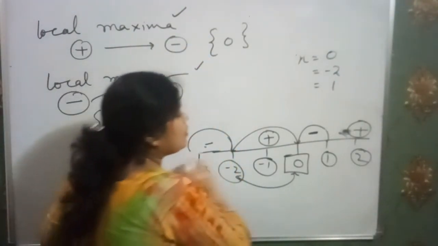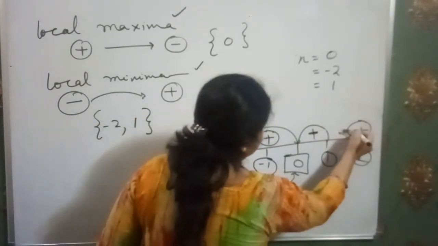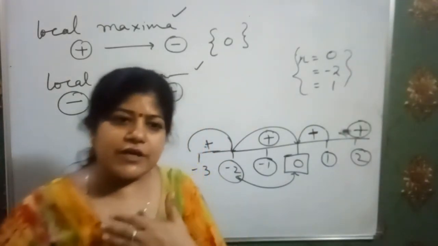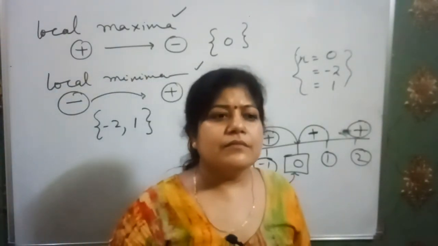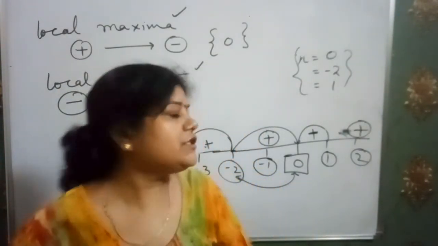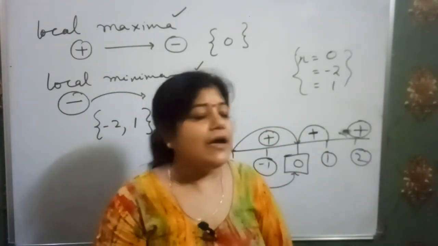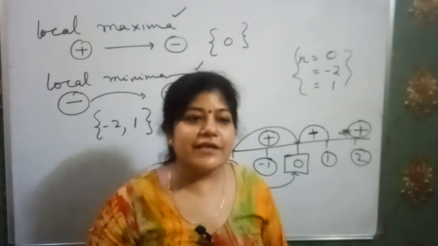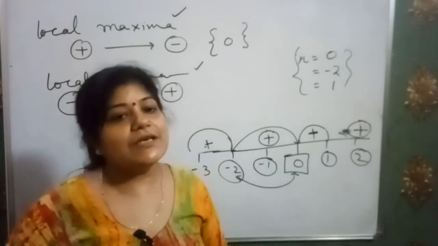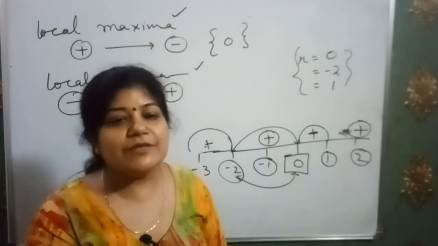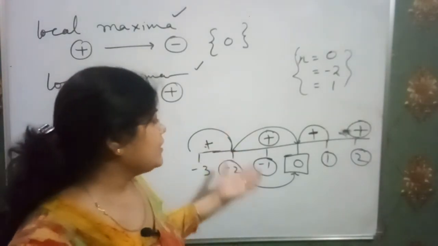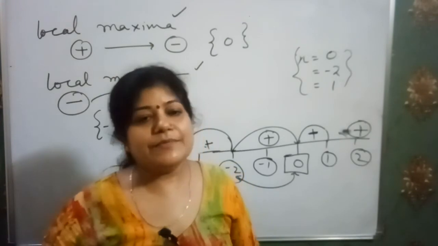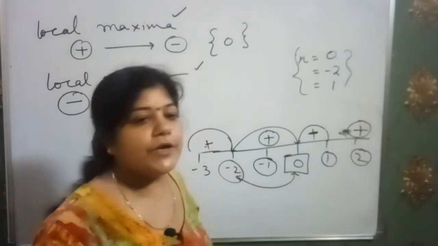If for example all are positive, then this function is strictly increasing. If all are negative, this function is strictly decreasing. I think your concept is clear. You can go through your textbook and both concepts in order to find the maximum and minimum values, and how to find the increasing function and decreasing function. Both concepts are clear, I think, from this video.